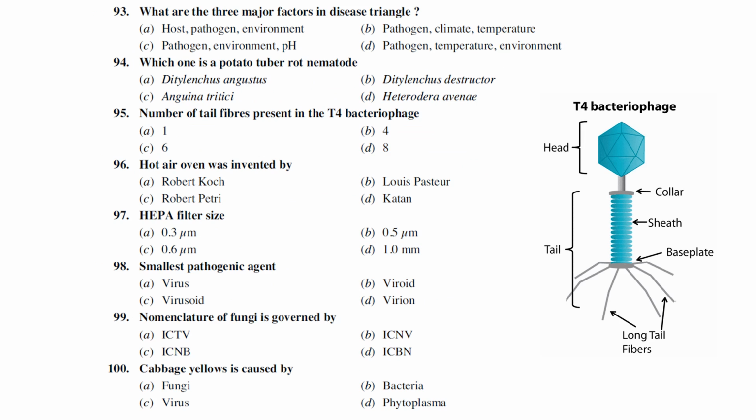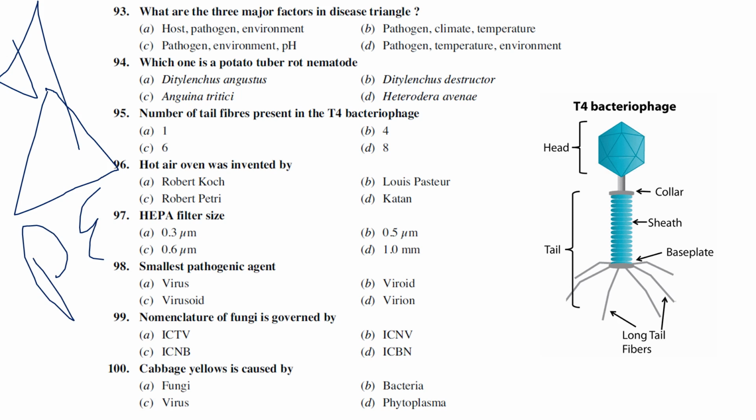What are the three major factors in a disease triangle? Imagine this is a disease triangle: host, pathogen, and environment. Generally, these three are the very important factors. So, host, pathogen, and environment. Three factors are present, that's why it's a disease triangle. If four factors are present, adding time, it's a tetrahedron. Adding time, tetrahedron. If a human is added as the fifth factor, it's called a pyramid.